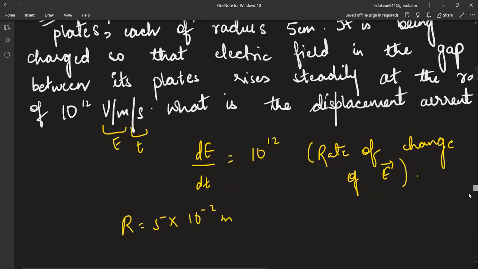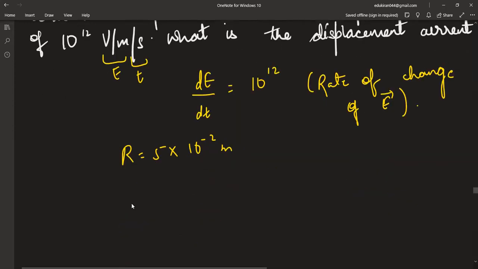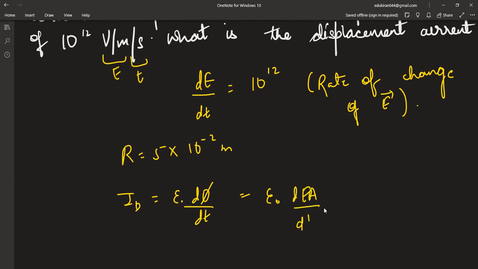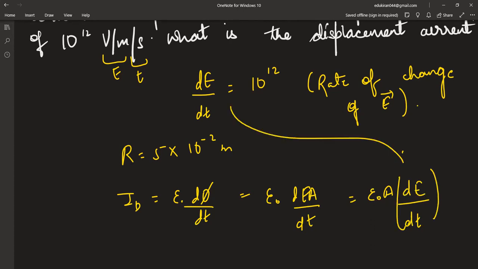So when we are calculating the displacement current, ID is equal to epsilon naught d phi over dt. So this is epsilon naught d EA over dt. This is equal to epsilon naught A dE over dt. dE over dt we already have. Why EA? Because flux is equal to EA. Now substitute the values.